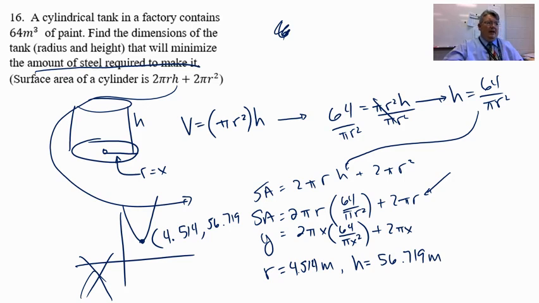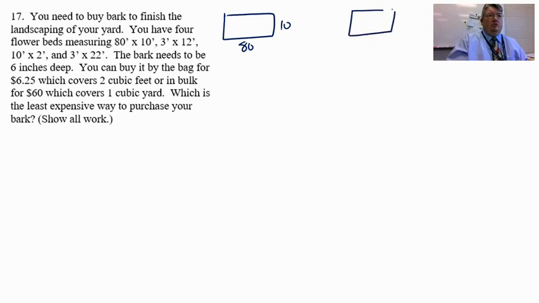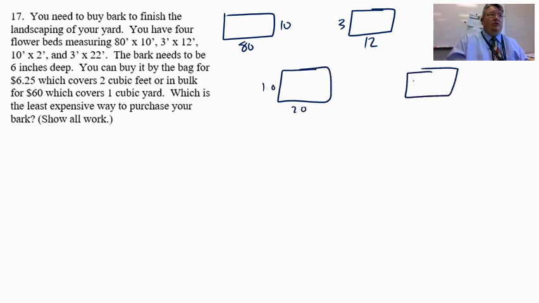Okay? That's a complicated problem. It's great for a review, lousy for a test. Anyway, I need to buy bark to finish landscaping. I have 4 flower beds. They measure 8 by 10, 3 by 12, and obviously these are not to scale, 10 by 20, and 3 by 22. The bark needs to be 6 inches deep. This is like a bark problem. Oh, it is a bark problem.